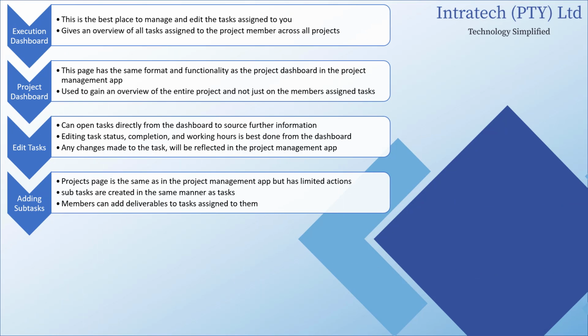These are the basic functions of the project execution app and will be the most heavily used functions. The main point of this app is to give constant feedback to the project manager so that they know the project status and progress and are able to quickly respond to any issues or delays.